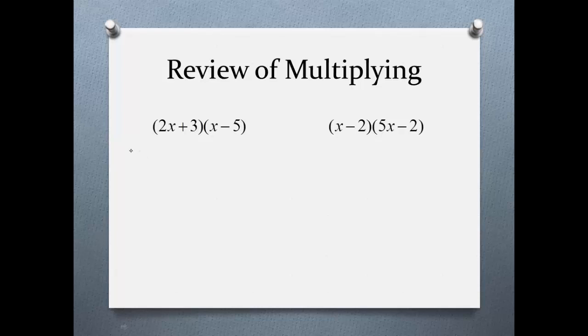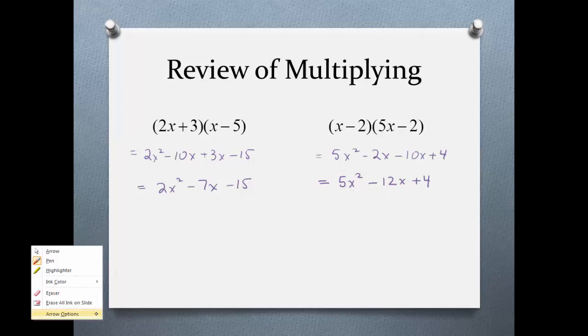If I multiply these two binomials, I get 2x squared minus 10x plus 3x minus 15, which simplifies to be 2x squared minus 7x minus 15. And when I multiply over here, I get 5x squared minus 2x minus 10x plus 4, which simplifies to be 5x squared minus 12x plus 4.